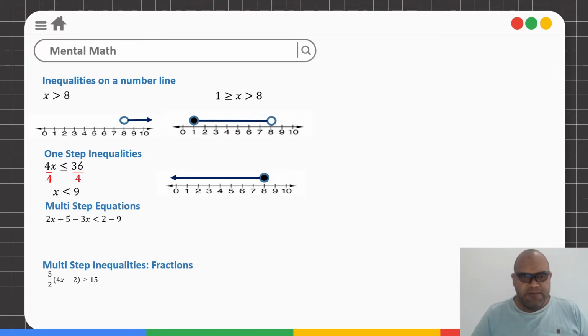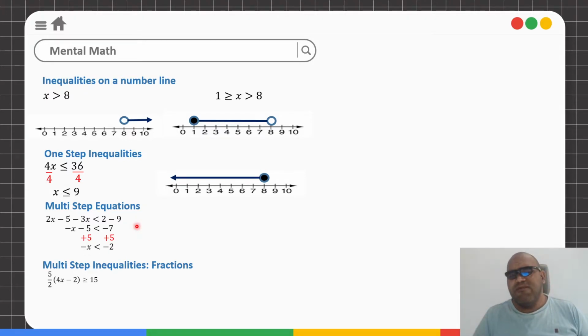Multi-step inequalities. Oh, guys, inequalities, not equations. I will fix this in the slide. Guys, inequalities here, attention, we first combine like terms. I'm combining 2x and negative 3x, which is negative x. I have a negative 5 over here, and 2 minus 9 is negative 7. After adding 5 to both sides, I get negative x is less than negative 2.